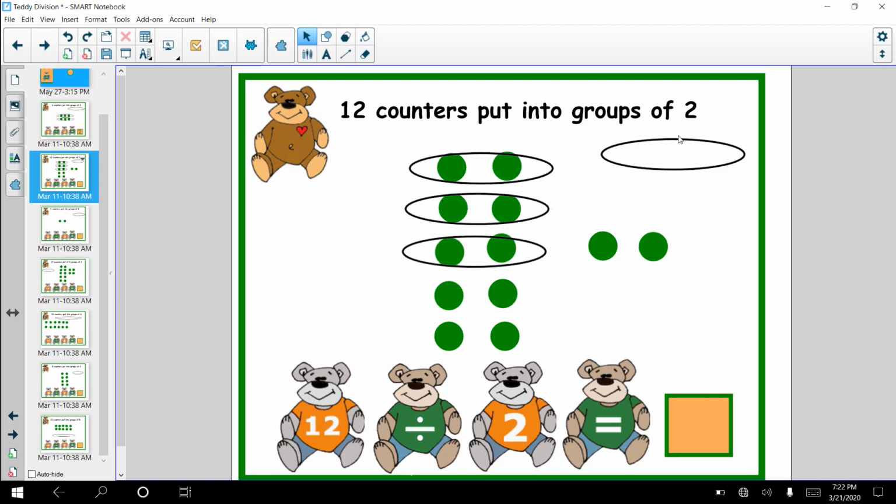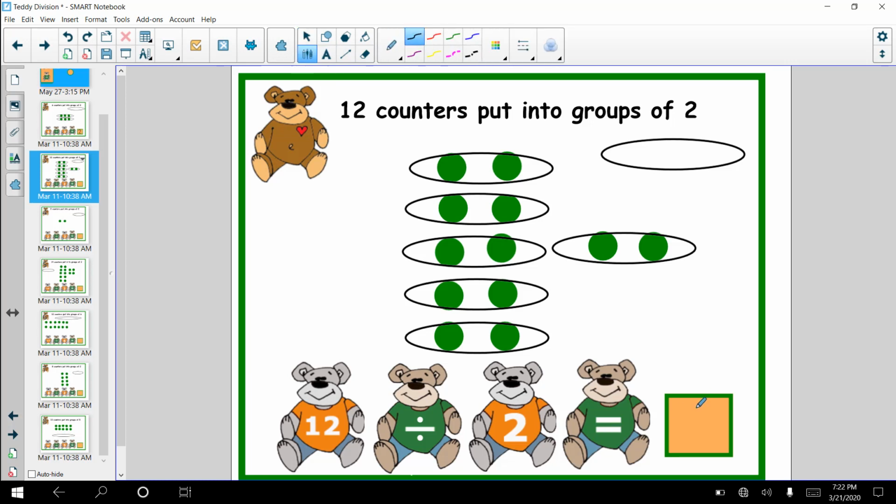3 groups. 4 groups. 5 groups. And 6 groups. So 12 counters divided by 2 is equal to 6 groups. I have 6 groups of 2. So the result is 6.